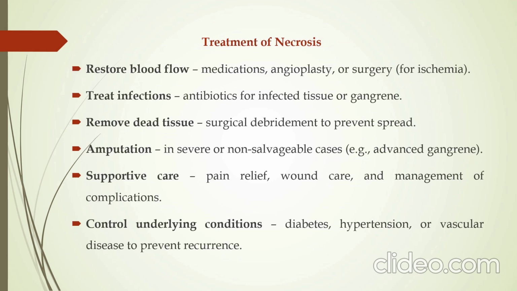Treatment of necrosis depends on its cause and extent. Initial management focuses on restoring blood flow in ischemic areas, for example with medications, angioplasty or surgery, and treating infections with antibiotics. Dead tissue is removed through debridement or surgery to prevent the spread of infection and promote healing. In severe cases like gangrene, amputation may be required. Supportive care including pain management, wound care and treatment of underlying conditions such as diabetes or vascular disease is essential for recovery.